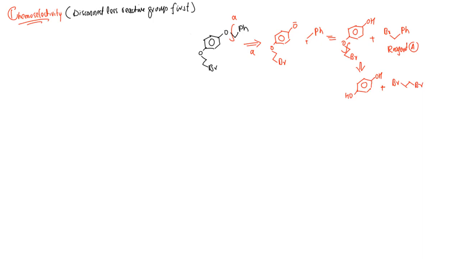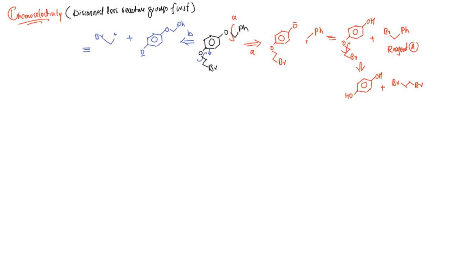I also have a second choice of disconnection right over here. Let me call it disconnection B. I get one synthon, and another synthon can be like this.